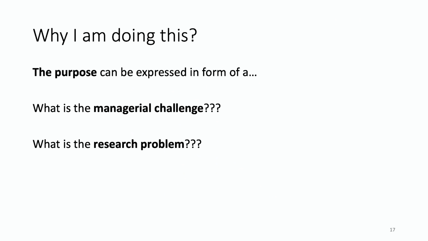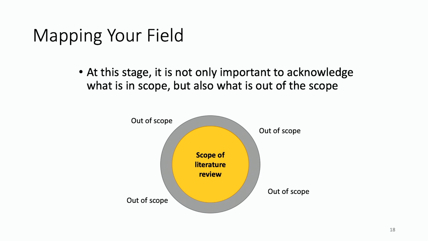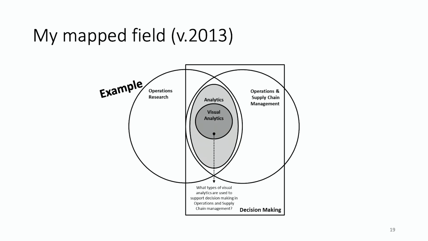And again, the first question is why I'm doing this. So the purpose of your work can be expressed in the form of a managerial challenge in case of management, or a research problem. So what is wrong with the world? Okay. When you map your field, you need to understand what's within your scope and what's out of scope. You define the boundary. And I can give an example.